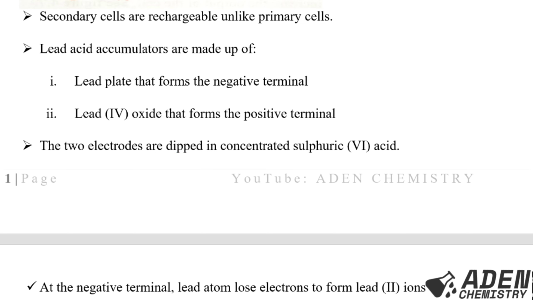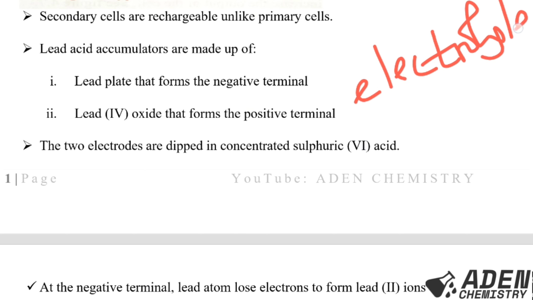So remember, when we were dealing with the primary cell, we said the paste, which was a mixture of ammonium chloride and zinc chloride, was acting as the electrolyte. So when we are dealing with these accumulators, we have concentrated sulfuric acid as our electrolyte.